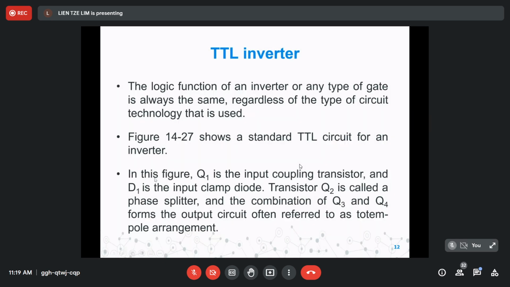So I refer back to this slide. In this figure, Q1 is the input coupling transistor and D1 is the input clamp diode. Transistor Q2 is called a phase splitter, and the combination of Q3 and Q4 forms the output circuit, often referred to as a totem pole arrangement. Just now I showed you there are 4 transistors. Each of the transistors has its own function and they are called differently, but in fact they use the same type of transistor, which is the BJT.